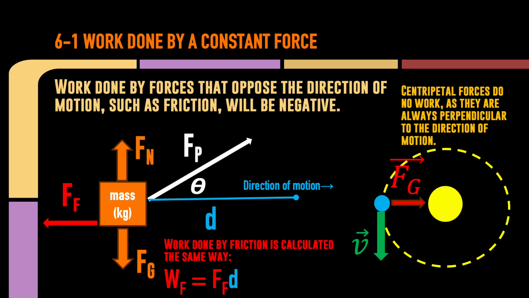We calculate work the same way. Work done by friction is the force of friction times the displacement. We also know the force of friction is mu times the normal force, so we might have to go in there and grab some extra variables or calculate a few extra things. So that's just a quick introduction to work.